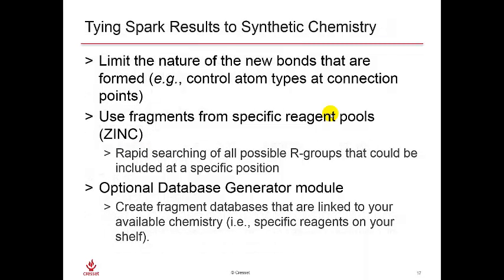There are a number of ways that we can tether the results of a Spark experiment to synthetic chemistry. First, in our experimental setup, we can control which atom types are acceptable at the connection points. Secondly, we can use reagents from selected reagent pools and rapidly search all R groups that could be introduced at a selected position. Finally, using our optional database generator module, we can create fragment databases that are derived from corporate compound registries or inventory systems, which links your available chemistry to the reagents that are available on the shelf.